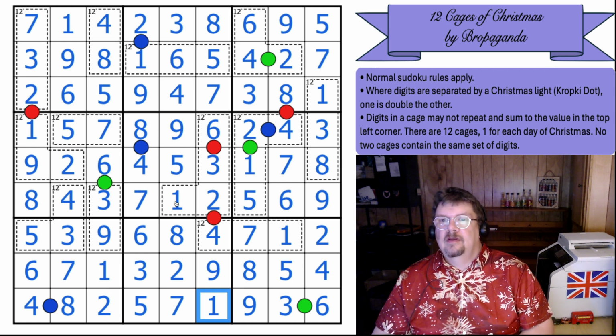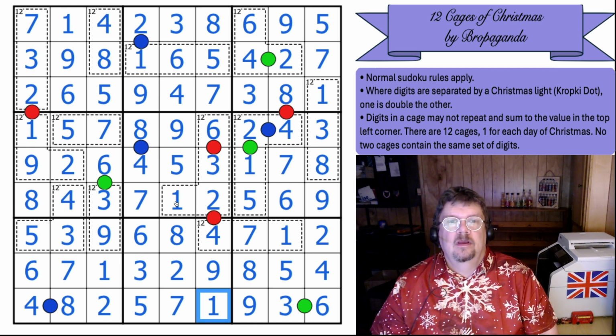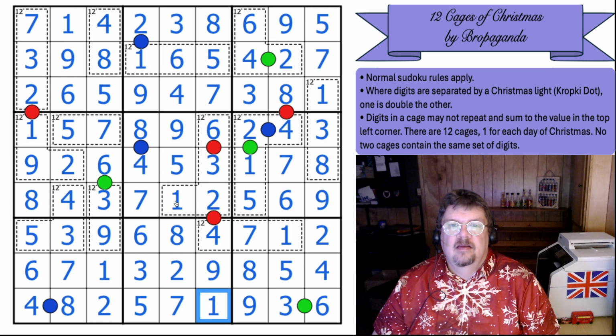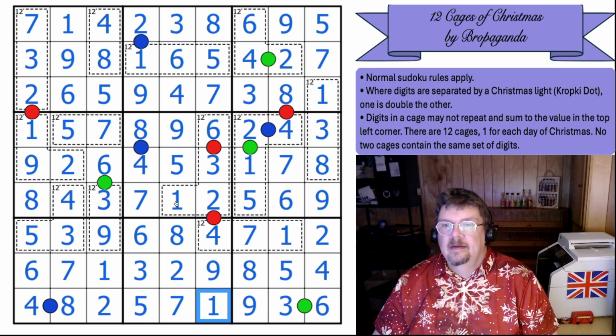Yep, that was a lot of fun. It's a really nice way of theming the puzzle, given that there are 12 different ways to fill a 4-cell, a 3-cell, and a 2-cell 12 cage. That's a really nice spot, and well done to Bropaganda for figuring that out and then making a puzzle around that.